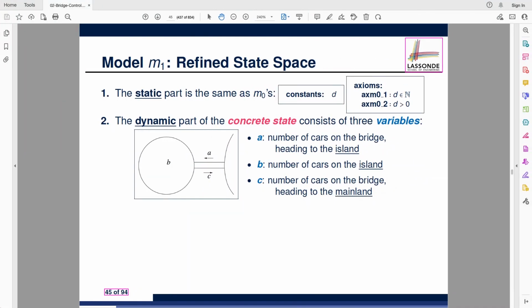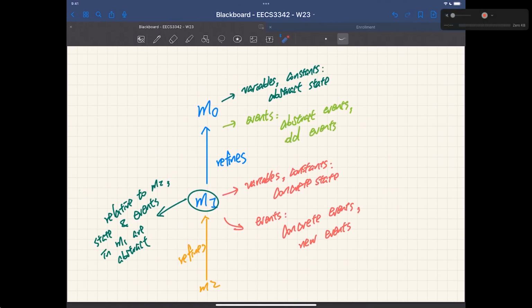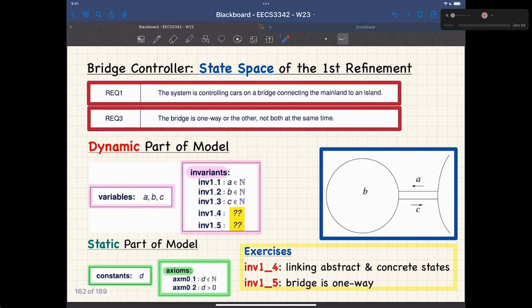Okay, let me just see where they are. Okay, let's talk about this. So this is just another, more focused perspective of the first refinement. We got A here, we got B here, and we got C here. So we declare A, B, and C as the variables. So that's the dynamic part of the first refinement, A, B, and C.